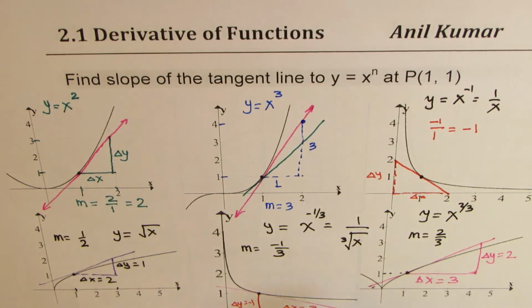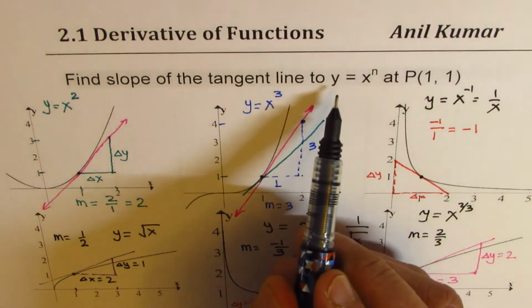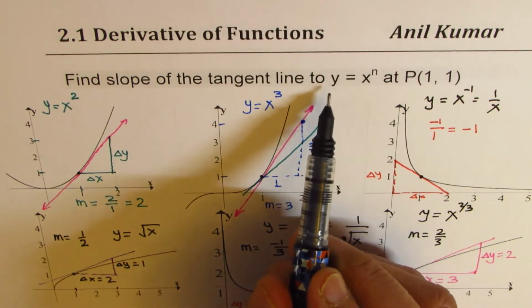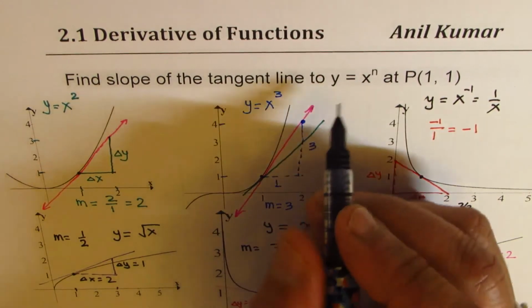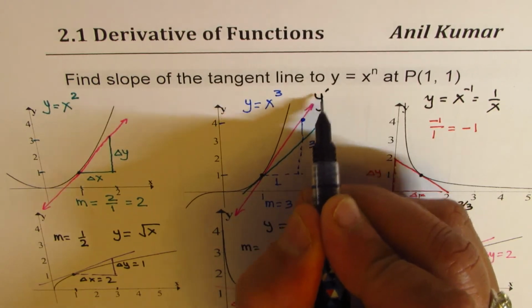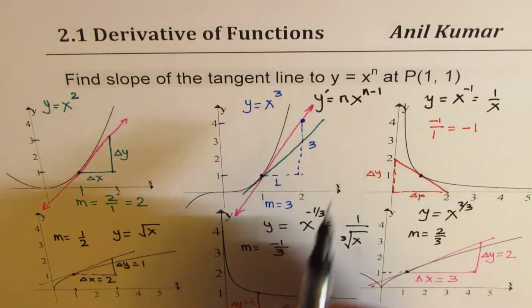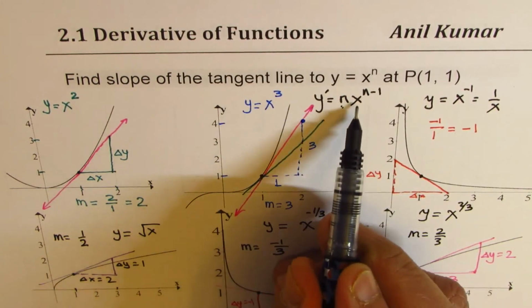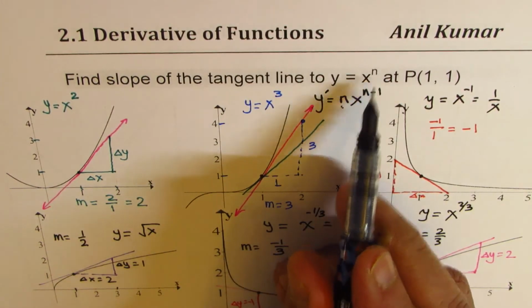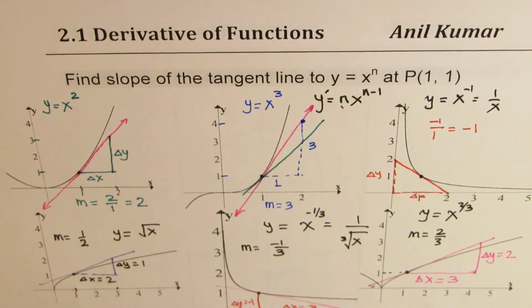Now this is a very important exercise, and you will soon learn in the next chapter that the derivative of y equals x to the power of n, we could write like this, y dash is n x to the power of n minus 1. So this n, when x is 1, is the same as the exponent. And that's the reason why our slope for the tangent line approached the value of the exponent, right?